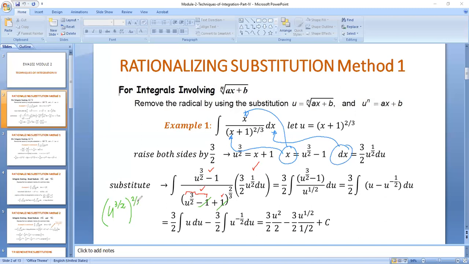So it's like this, class, u raised to 3 halves, or raised to 2/3. What becomes of it? Isn't this equal to u? Because this one is simply 1. So that should be u. So your denominator now is u.